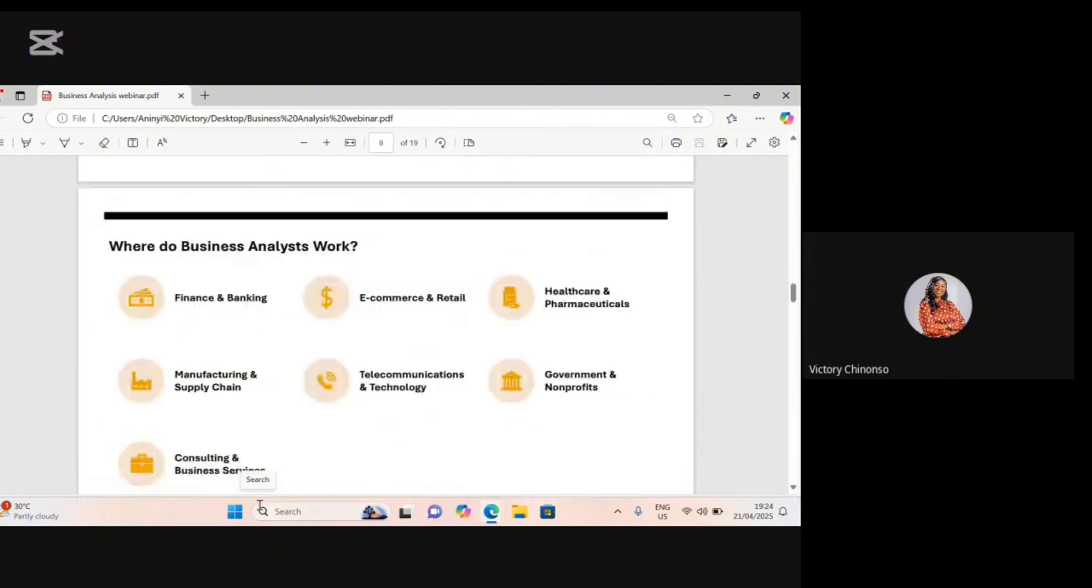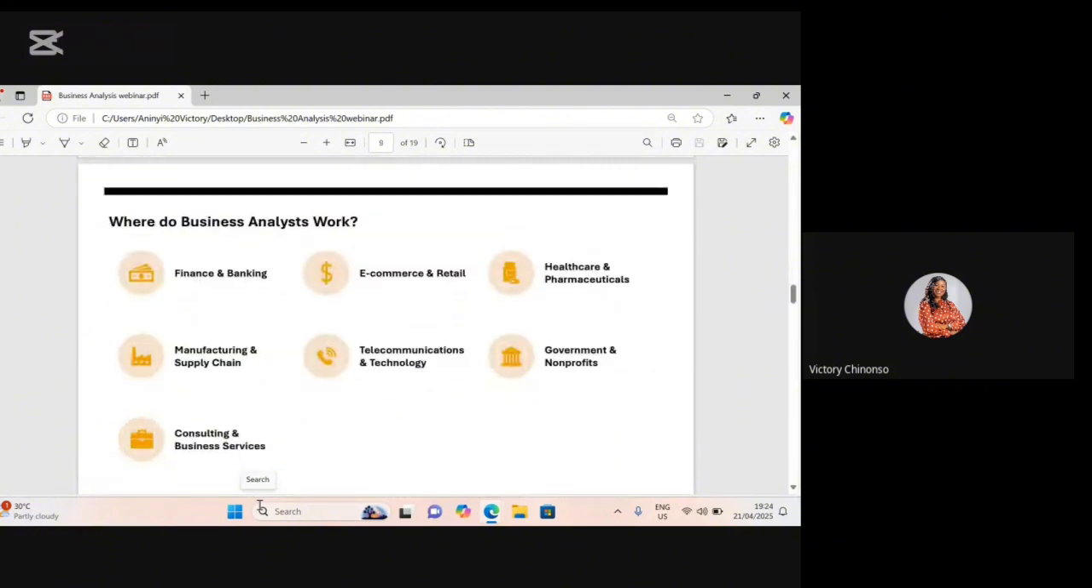It says, where do business analysts work? A lot of people ask that question. Now, a business analyst can function in any way.